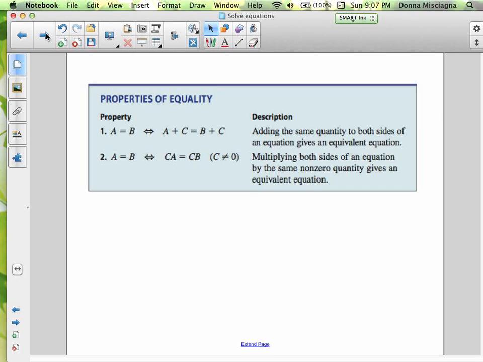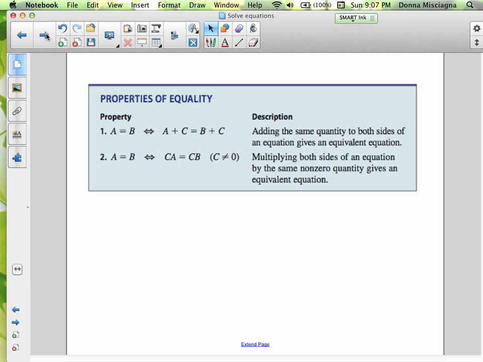And this is true for any equation. If a equals b, then c times a equals c times b, so long as c does not equal 0. In other words, multiplying both sides of an equation by the same non-zero quantity gives an equivalent equation. Now obviously we can't multiply both sides by 0 because then we would just have 0 equals 0. We would just cancel everything out and there'd be nothing to solve.